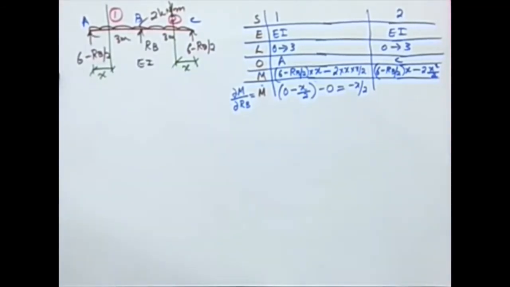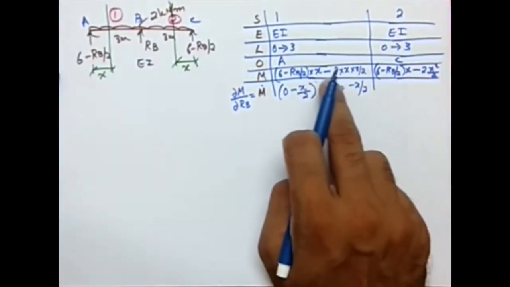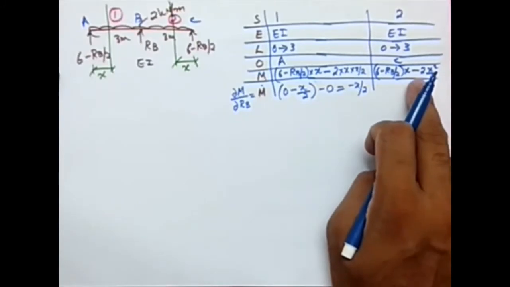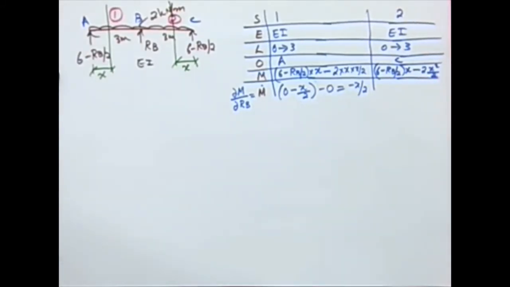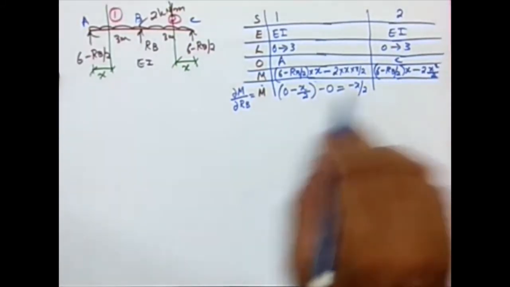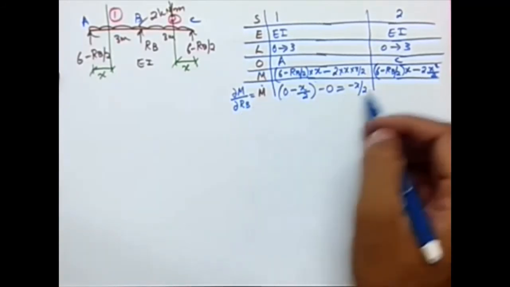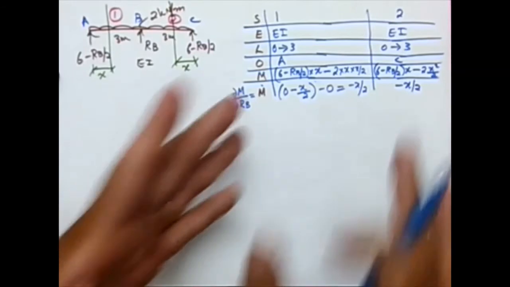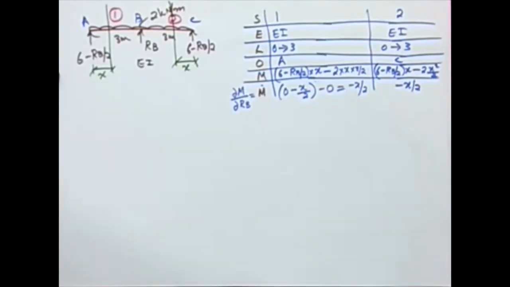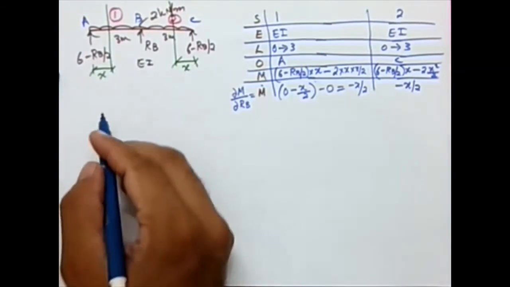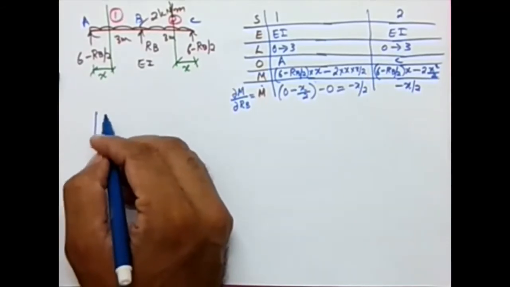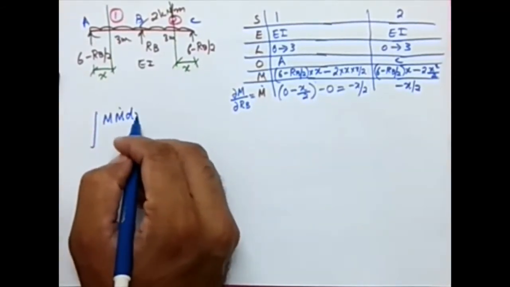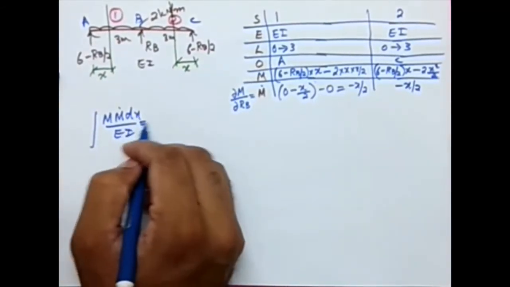And if you're observing, you can find that we got the same expression here as this. Both the expressions are same. So what about here? When I differentiate it with dou M by dou Rb, I'm going to get the same expression, that is minus x by 2. So I have filled my table. Now it's simply the integration. So we have the integration, integral M dot dx by EI equal to 0.